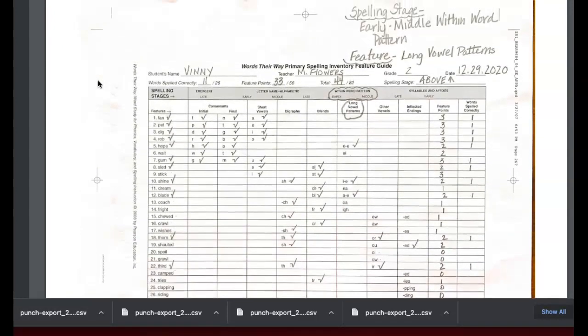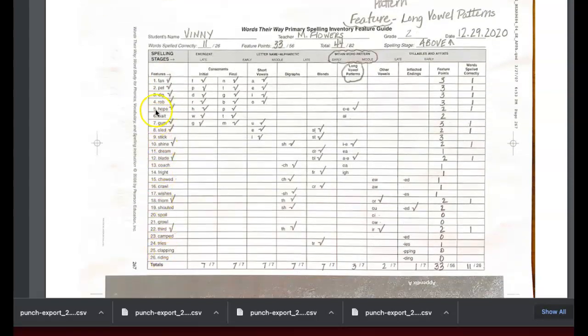This is an example of a completed feature guide that I did on my little friend Vinny when he was in 2nd grade. Here is the inventory that I gave him. I have put a check mark beside the features that he got correct.